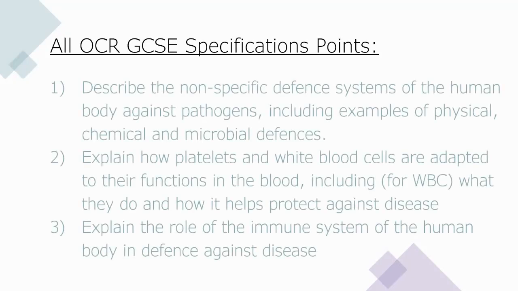So the specification points you need to know for all OCR GCSE specifications are to describe the non-specific defence systems of the human body against pathogens, including examples of physical, chemical and microbial defences. Also to explain how platelets and white blood cells are adapted to their functions in the blood, including, for white blood cells, what they do and how it helps to protect against disease. And number 3 is to explain the role of the immune system of the human body in defence against disease.